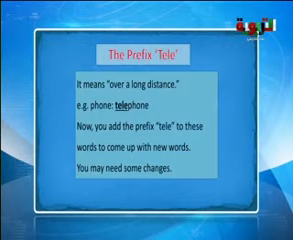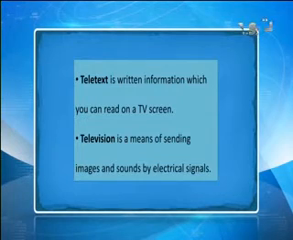So now you add the prefix tele to these words to come up with new words, and of course, you may also need some changes in the words. So here's a very clear example that everyone knows about, telephone. So now that we looked at the first example, telephone, let's look at some others, a way in which tele as a prefix is used in front of different words to give various meanings. So here's one, teletext, which is written information which you can read on a TV screen. So if you're watching television and you see words come across the screen, this is teletext. This is text that is written on a TV screen. So we have a specific word for that, teletext.